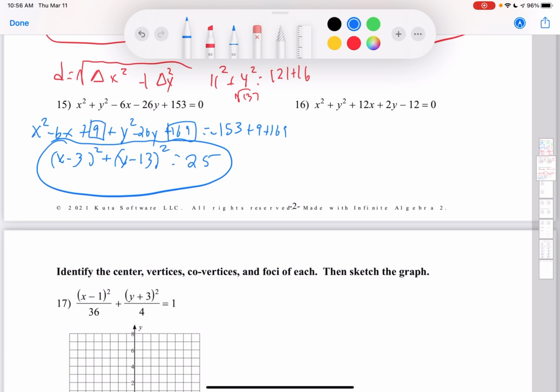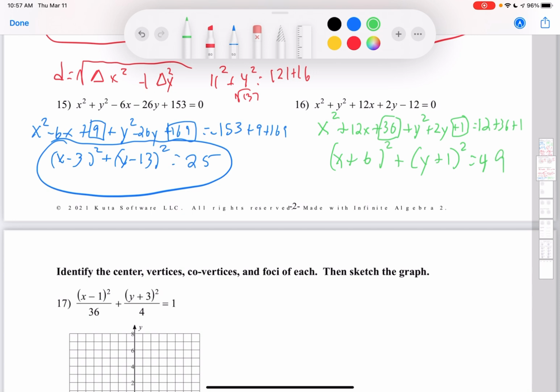Number 15. Number 16, same way. X squared plus 12x. We'll go ahead and complete the square, so plus 36. Put a little box around that to help me remember. Plus y squared plus 2y. Complete the square, half of 2 squared, plus 1 equals 12 plus 36 plus 1. So that's x plus half of 12, which is 6, squared, plus y plus half of 2, which is 1, squared. 12 plus 37, that's 49. And there it is, number 16.